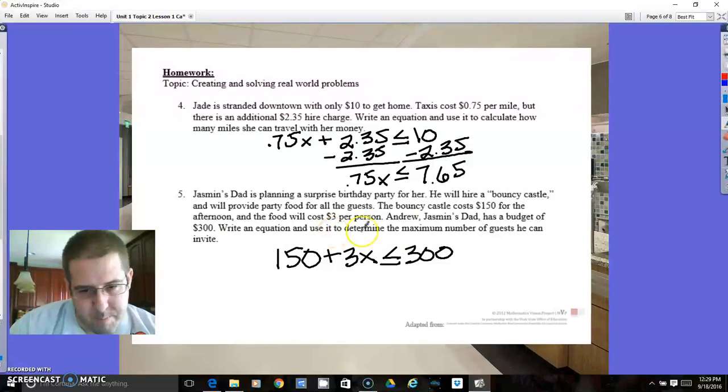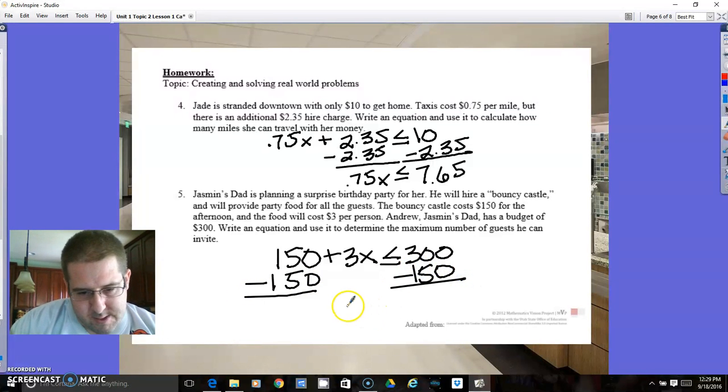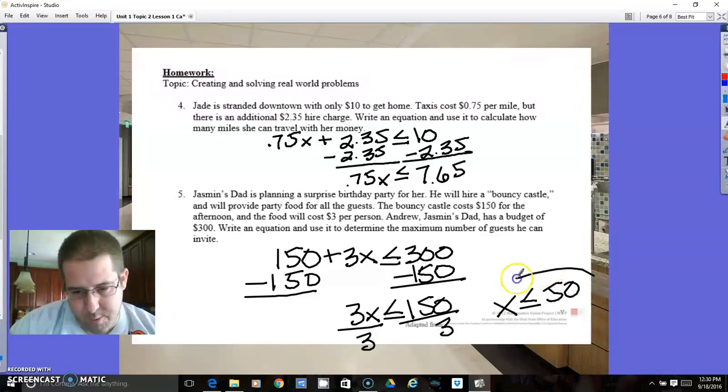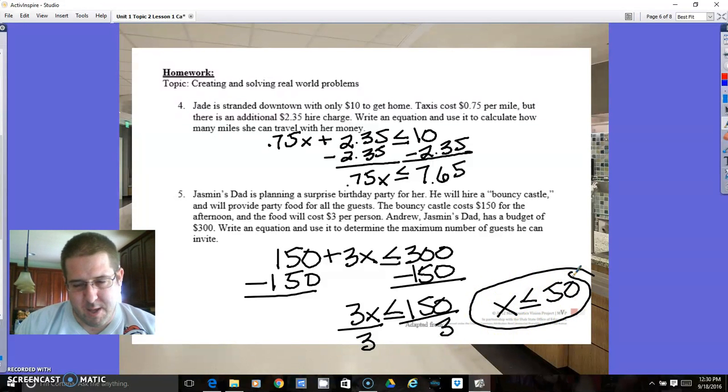Now, I use an inequality because it says he has $300. I'm assuming he can spend less. I'm going to keep it the way it is. So just like I did before, I'm going to subtract 150 from both sides, using the subtraction property of equality. And that's going to leave me with 3x has to be less than or equal to 150. And I don't need a calculator for this one. Divide them both by 3. And that means x must be less than or equal to 50 people at the birthday party. Sounds like a big birthday party.